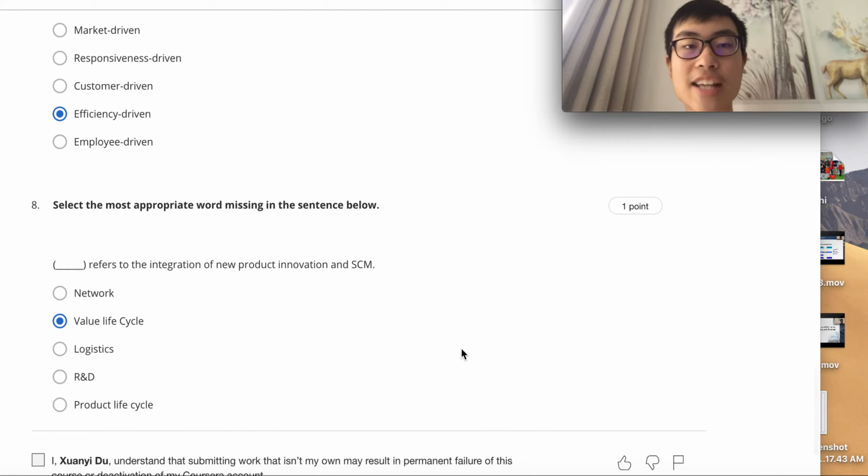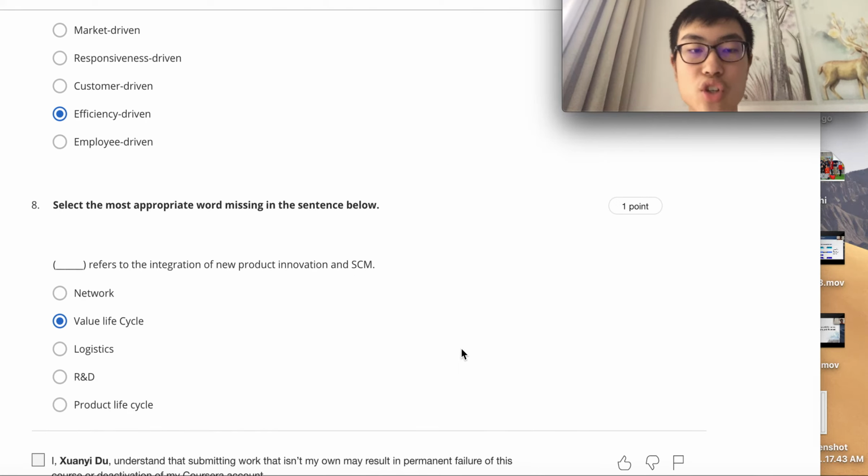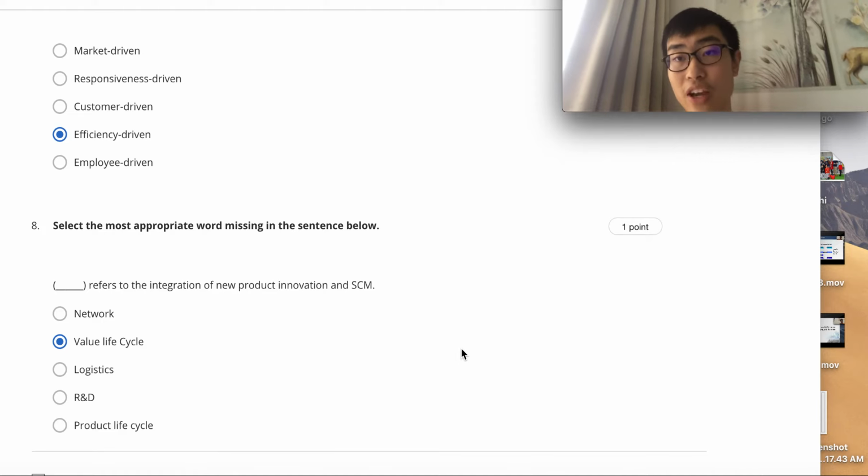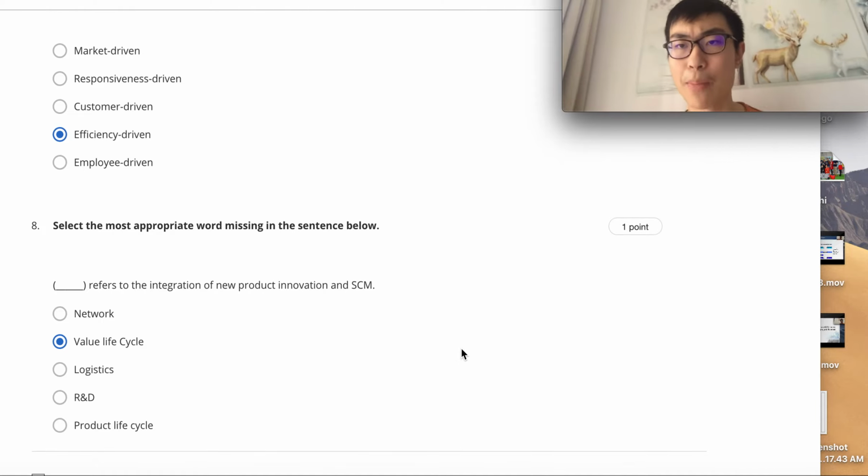Okay, the last question should be also pretty straightforward. It is missing the word below, fill in the word. So what refers to the integration of new product innovation and SCM. I hope you guys have memory on this, because this is the last slide of our lecture 1, and we discussed about that is a value chain. That is a value life cycle, sorry.